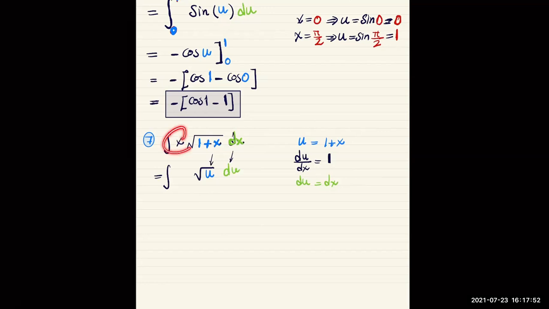But I have an x here. What happened to this x? What do I do to that x? Can we consider it as a constant or not? We cannot. Definitely not.